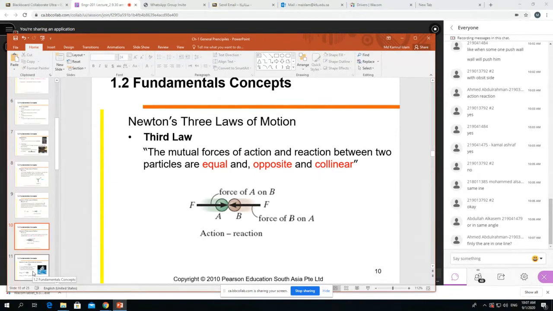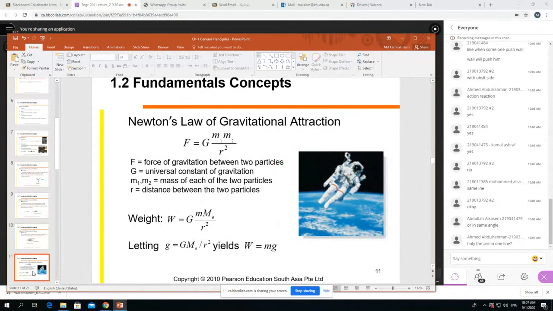If there is no question, I go to the next slide. Now, Newton's law of gravitational acceleration. I assume that you already know this from the physics you have learned, right?